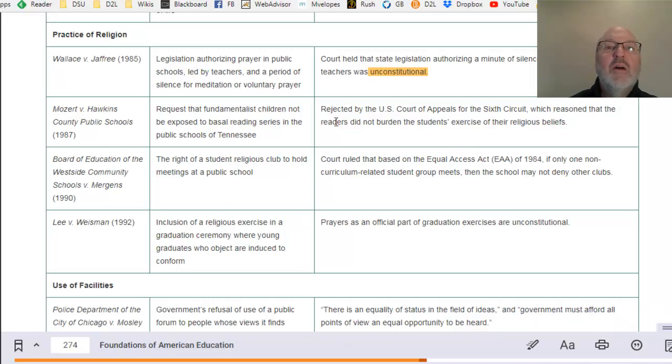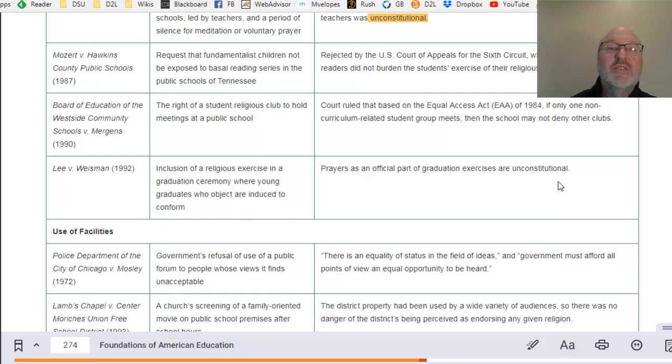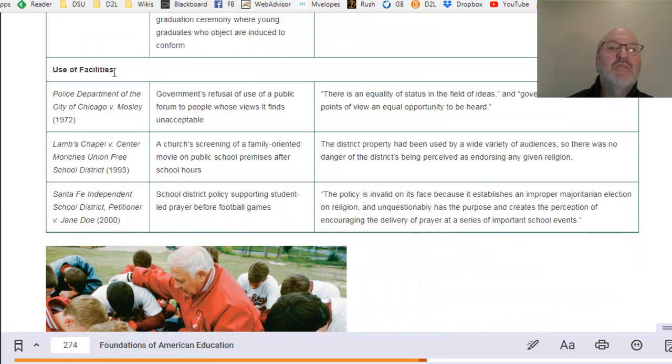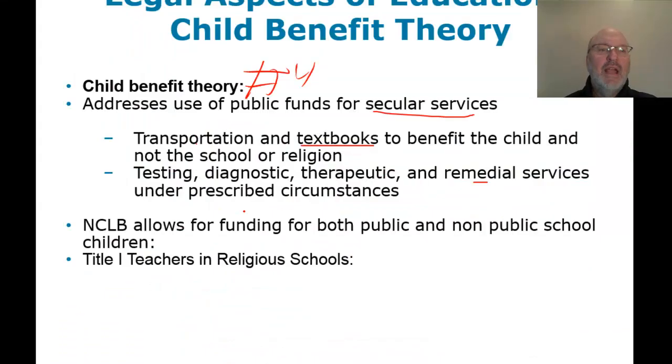All right, so this one rejected the appeals court in the 6th, which held that the readers did not burden the students' exercise of religious beliefs. But I'll let you look at it. Here's one on facilities, and it just gives you the case, the ruling, and what it meant. I'm going to ask you to do these two for number 5. And I'll show you where they are.